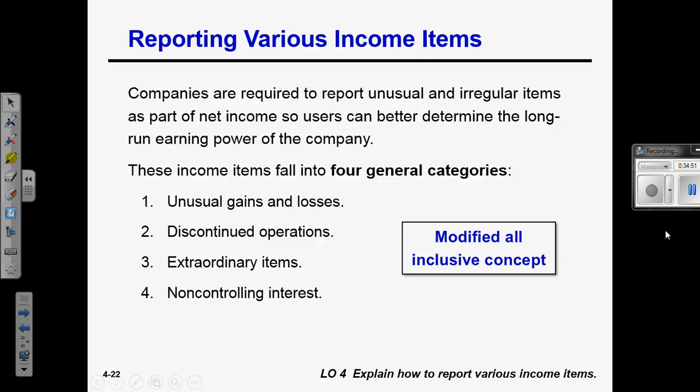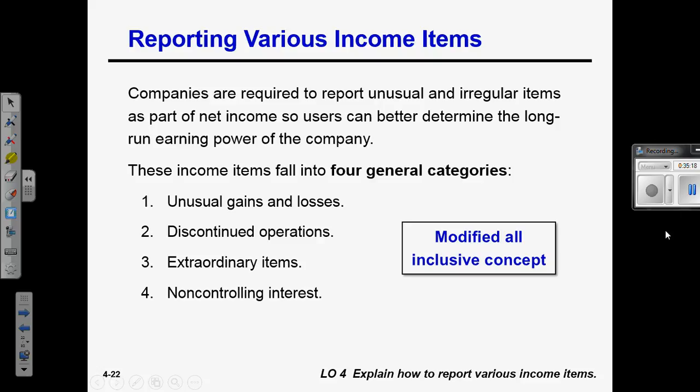Okay, some companies are required to report unusual and irregular items. For something to be an extraordinary item, it must be both what? Actually, 3 things. To be extraordinary and disclose it, it would be what? Material. Both unusual and infrequent and material. Although I don't know why we added material to that. Anything you can disclose separately should be material. Okay, but anyway, so what's this deal?